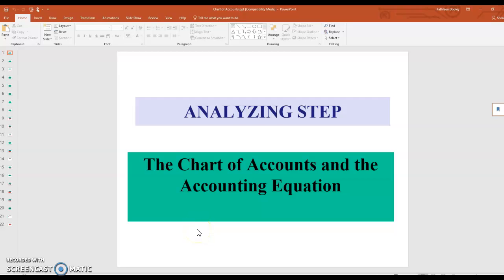Let's take a look at the first of our steps that we learned about in Chapter 1, which is the analyzing step. To be able to use the analyzing step, we use a chart of accounts. Each company has its own chart of accounts, and we use the accounting equation.